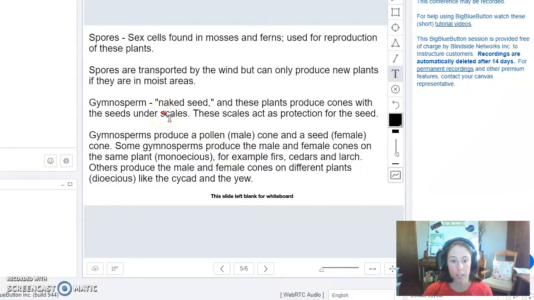All right. Ferns have spores, and spores are sex cells found in mosses and ferns. So it's not only in ferns, it's in mosses and ferns, and they're used for reproduction of both of these plants. Now, here's the catch in terms of the similarities between mosses and ferns. With these spores that are transported by wind, they have to have water in order to produce an actual plant. So if there's not water to keep these spores moist, they won't be able to grow into other plants.